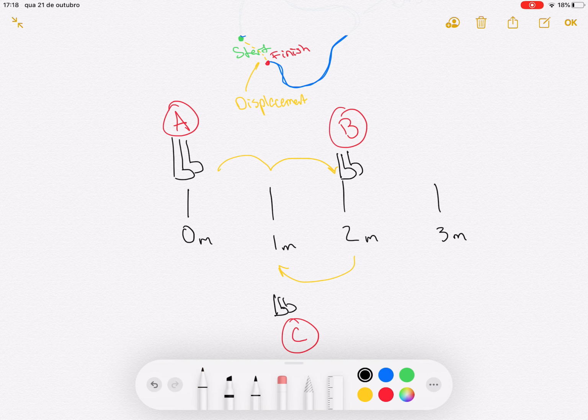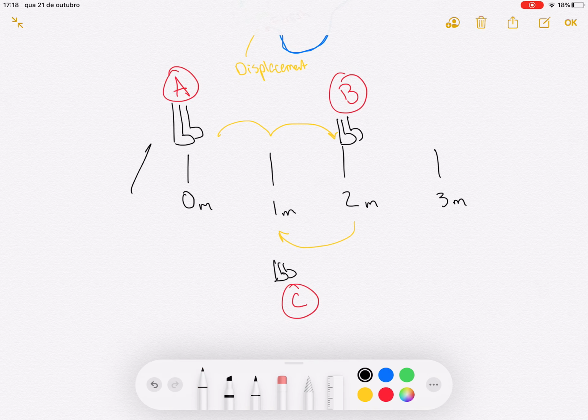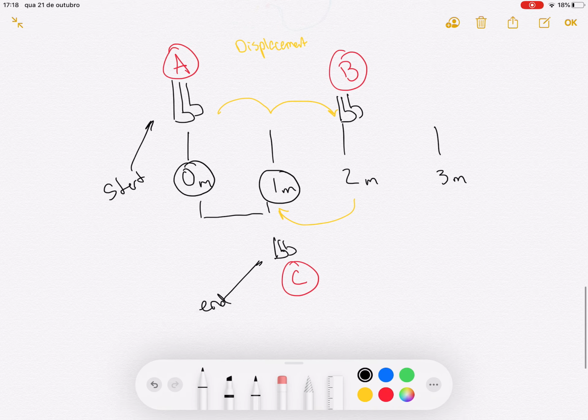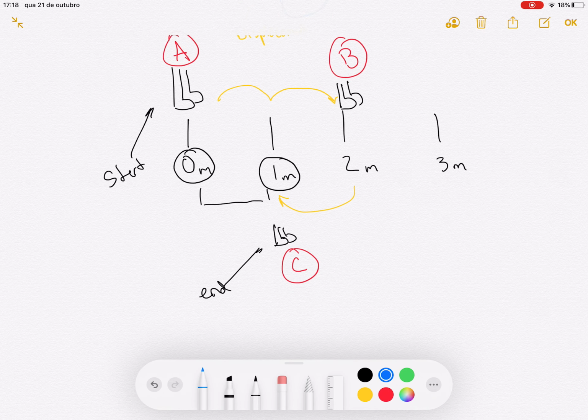So now, let's think. This is your starting point, right? And this is your end point. So how far away are you now from where you started? If you're at 1 meter and you started at 0, what is the distance between this? The distance is 1 meter. And so, well, technically it's not the distance, it's the displacement, because it's the shortest distance between your start point and your end point.